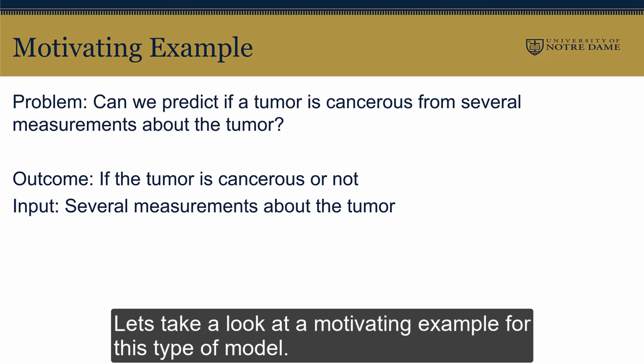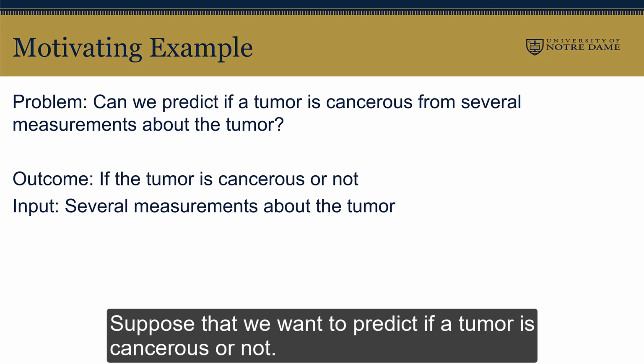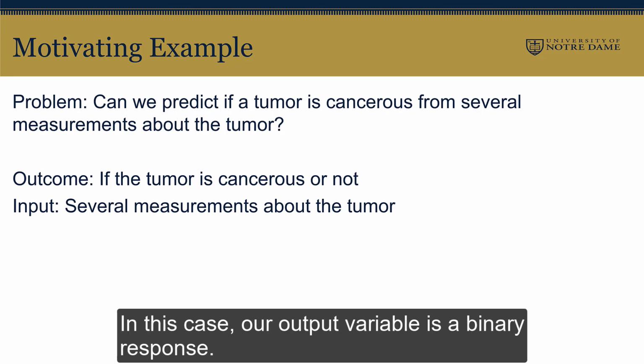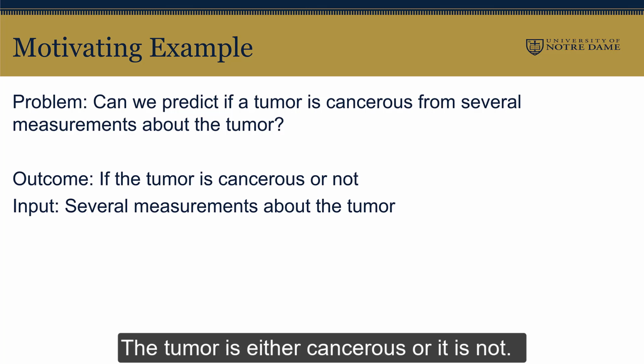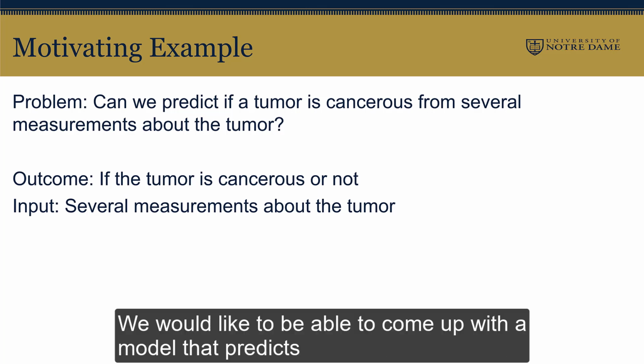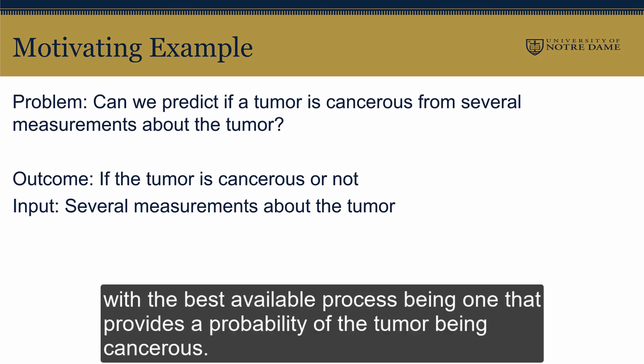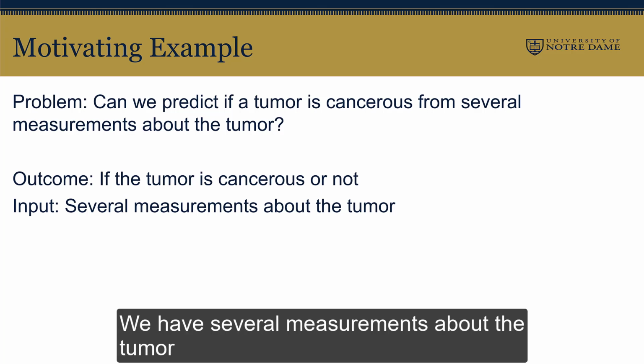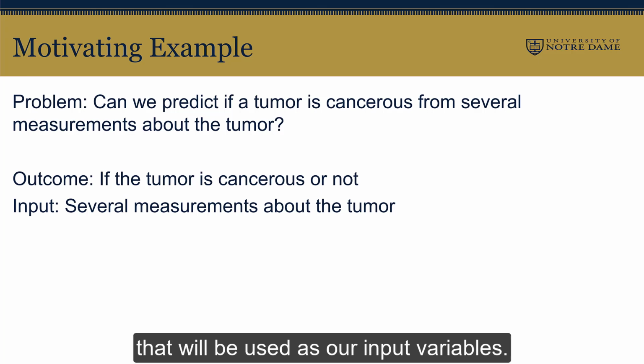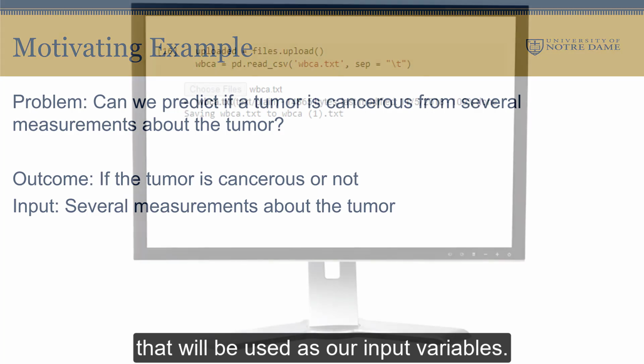Let's take a look at a motivating example for this type of model. Suppose that we want to predict if a tumor is cancerous or not. In this case, our output variable is a binary response. The tumor is either cancerous or it's not. We would like to be able to come up with a model that predicts whether a future tumor is cancerous or not, with the best available process being one that provides a probability of a tumor being cancerous. We have several measurements about the tumor that will be used as our input variables.